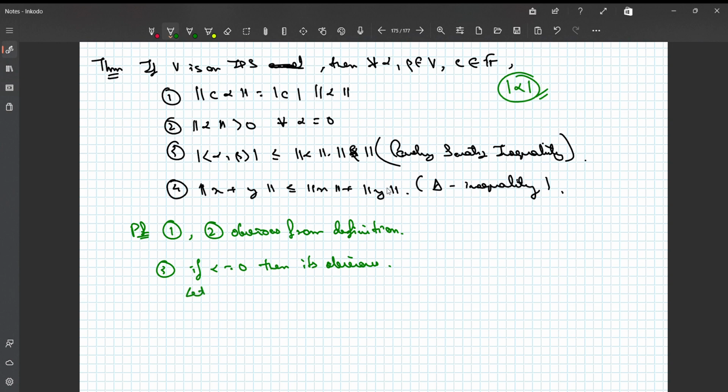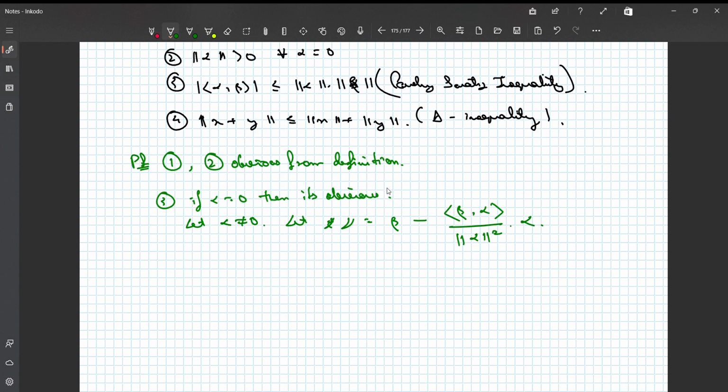So, what if alpha is not 0? Let alpha be not equal to 0. We consider a vector gamma, and we choose this vector as beta minus the inner product of beta, alpha by the norm of alpha squared times alpha. Okay. Now, this gamma may or may not be equal to 0, whatever. But at least the square of its norm must be non-negative. Yeah, that's enough to say.